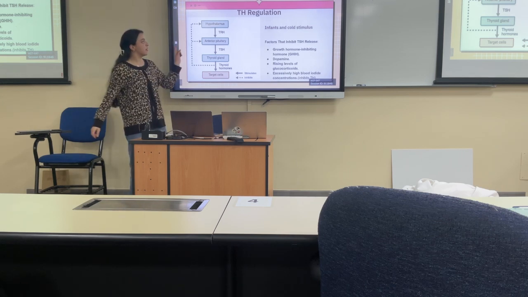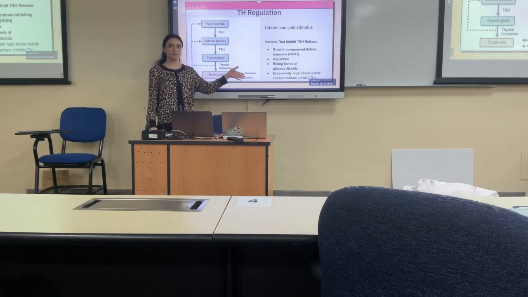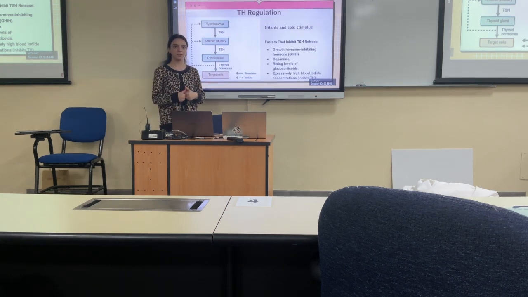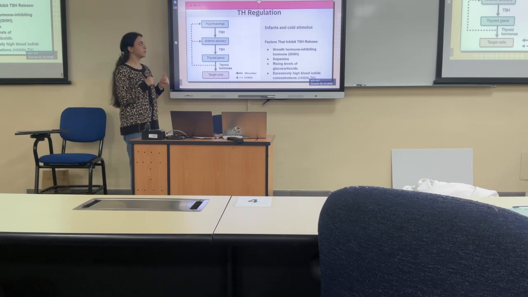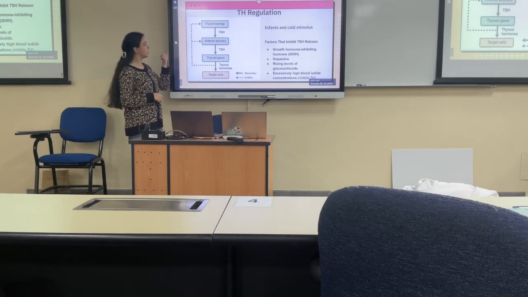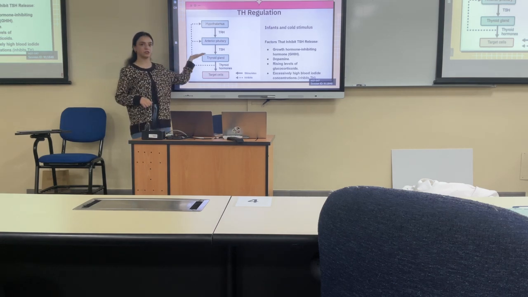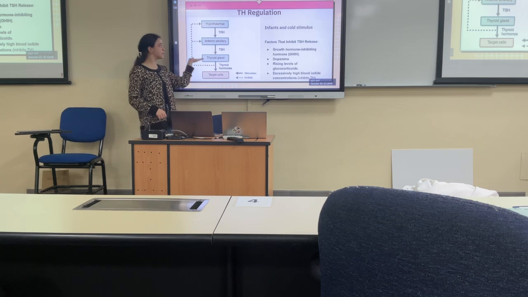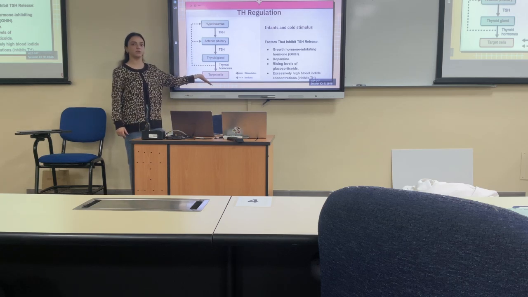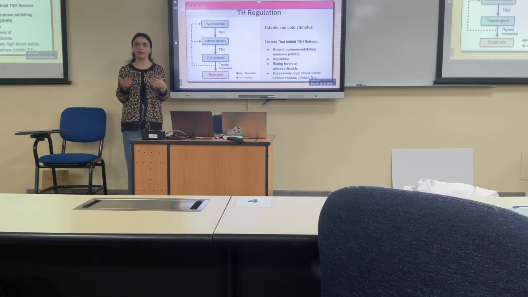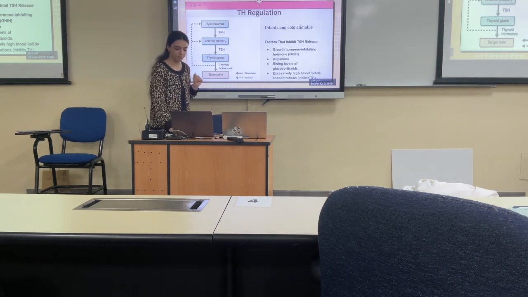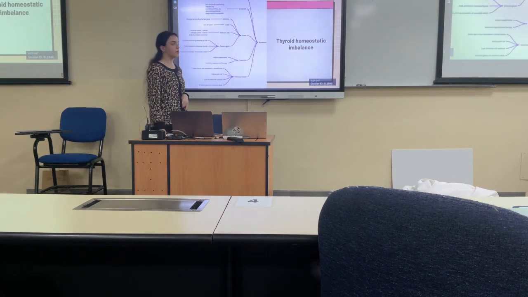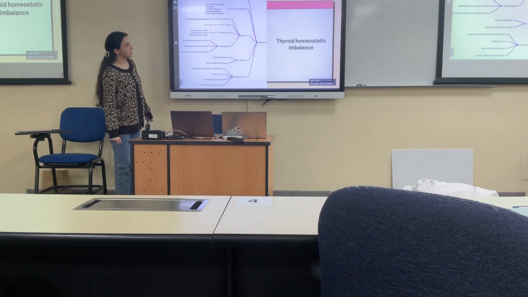Okay? We also have infants. Infants, when they get cold, this cold is going to stimulate the hypothalamus to release more TRH. And thus it will release more TRH, more TSH, more thyroid hormone, so that they can generate heat and maintain their body temperature. Okay. What are some homeostatic imbalances?